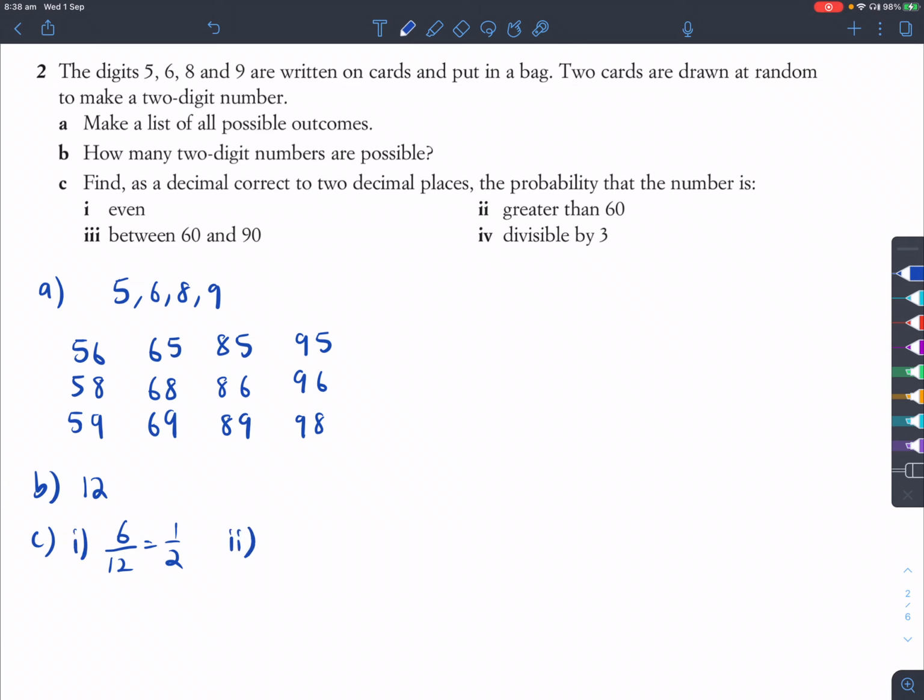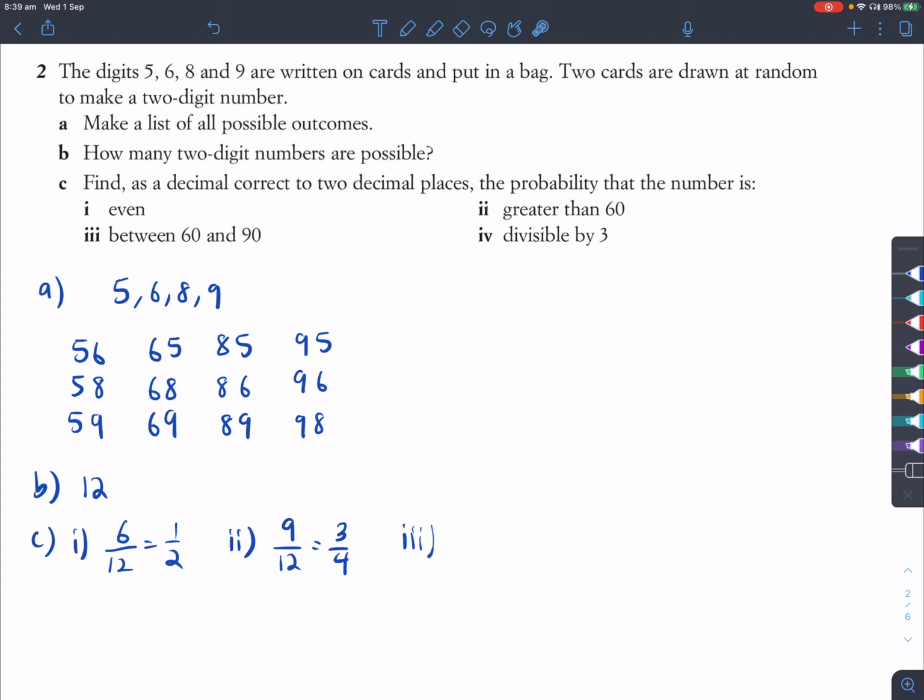Now for part 2, greater than 60. Well, numbers greater than 60 don't include these lot here, which are 50s. So it includes these ones here, 65 and above to 98. So that includes 9 numbers out of 12, which is the same thing as 3/4 if we divide by 4.